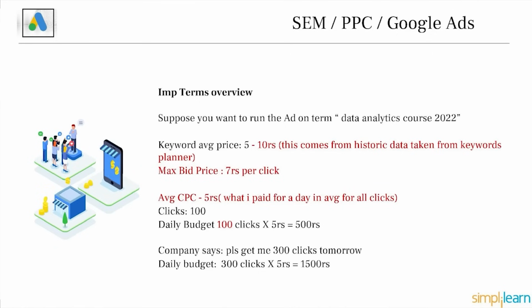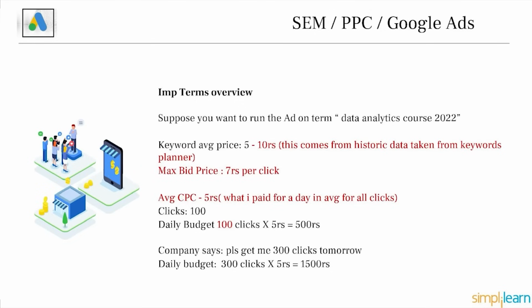So the average CPC, sometimes people get confused, is the average CPC and the maximum bid price the same? No. Maximum bid price is something which I submit to Google, that this is the maximum I can pay for my ad to show on a certain keyword for every click. And average CPC is what I actually pay, on average over the duration your ad got displayed or got clicks, for every click on that particular keyword, or the number of keywords if you have more than one keyword submitted.